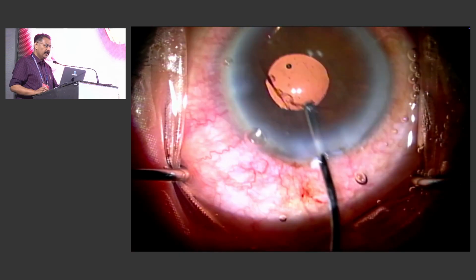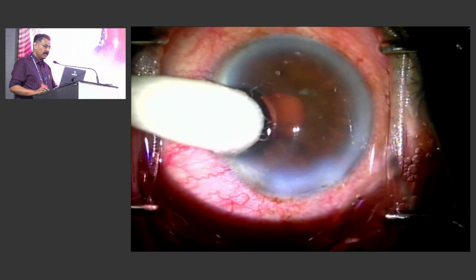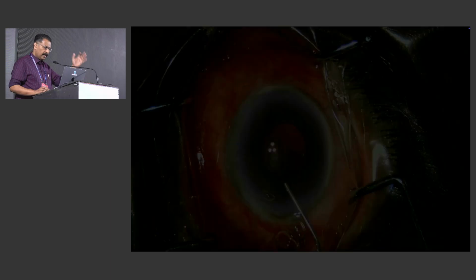I'm just showing that everything can be disengaged like this. And elastic pupils remain very round after using this. Rigid ones definitely will have some sphincter tears. So this is another one.